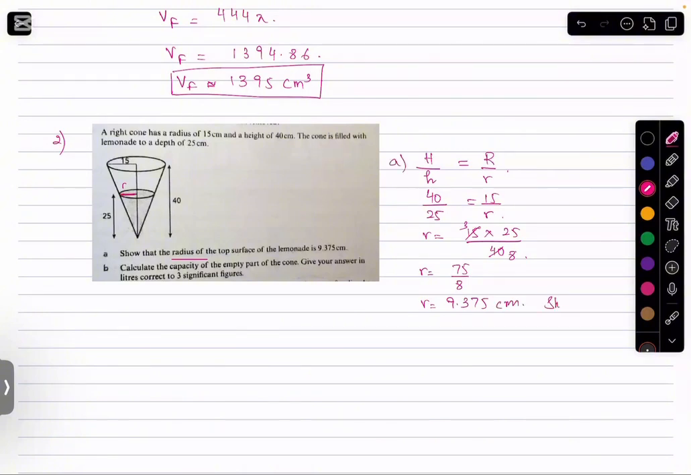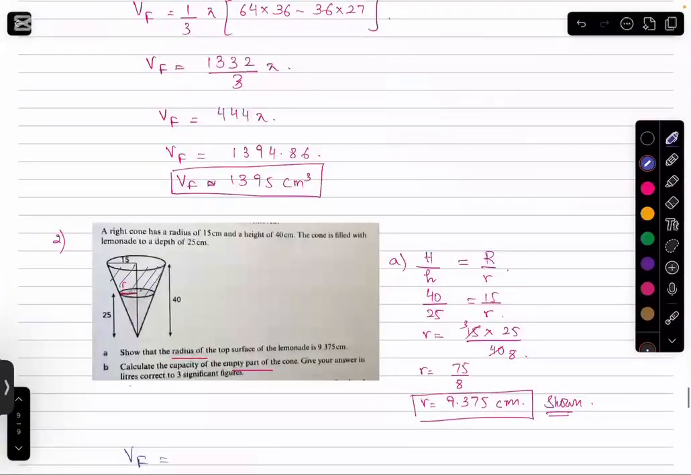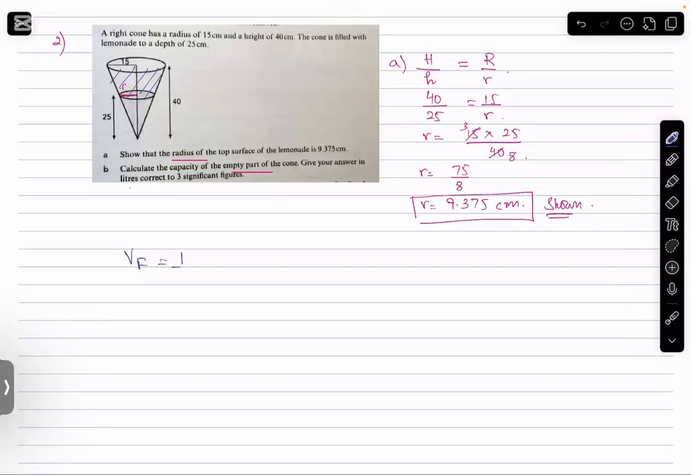It is shown. After doing that, always write shown and never forget to box answers. Where were we? We are supposed to find the capacity of the empty part of the cone. For the capacity, it's just the repeated process from the previous question. For the empty part of the cone, you need the volume of the bigger cone, which is 1 by 3 pi times 15 squared times the height 40, minus the small cone, 1 by 3 pi times 9.375 squared times 25. Then you can calculate the volume of the frustum here.